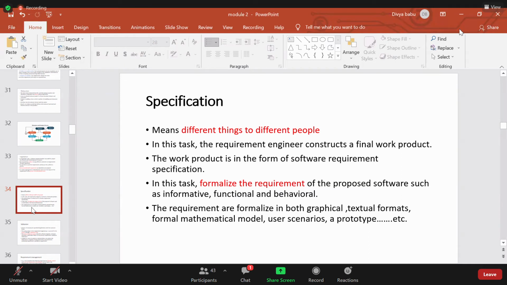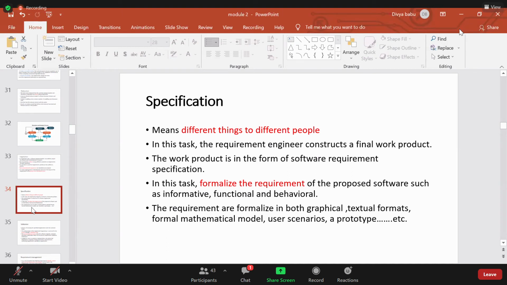The requirement you should mention. The work product of this phase is the SRS document. It is a document, a report. It contains all the relevant details. I will show you one SRS document, then you will get clear what things you have to include in it.